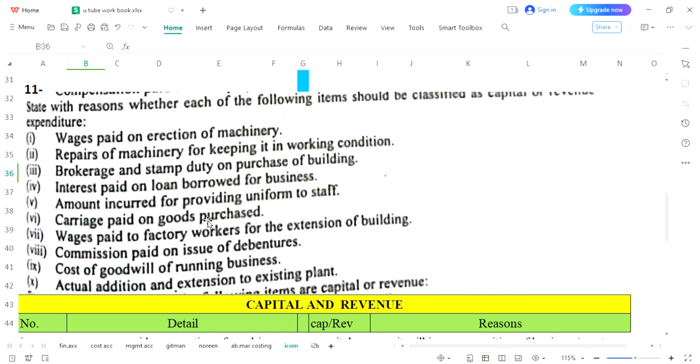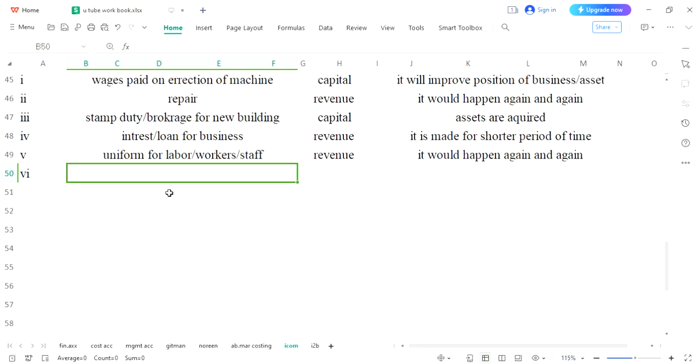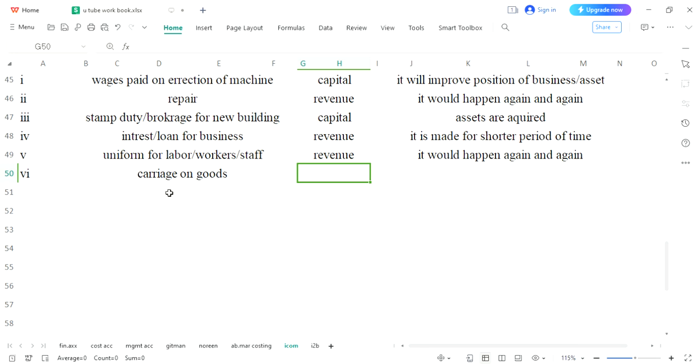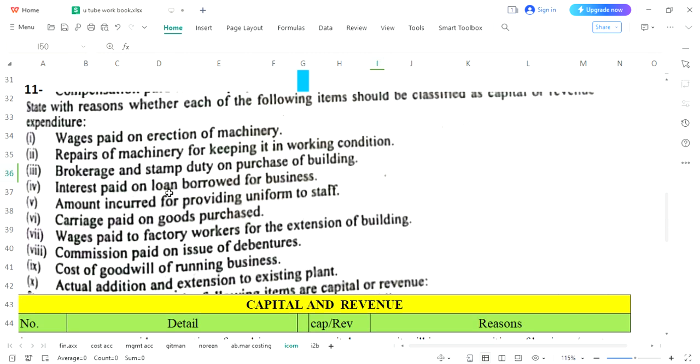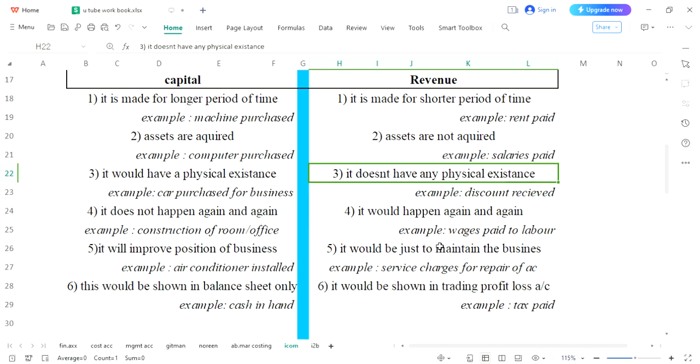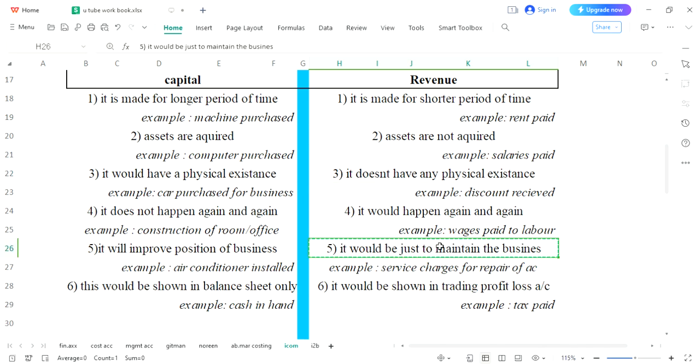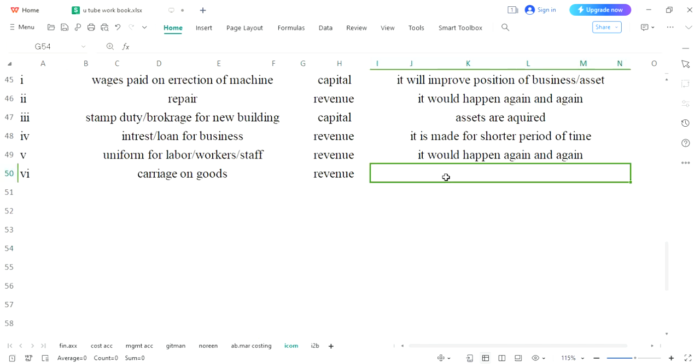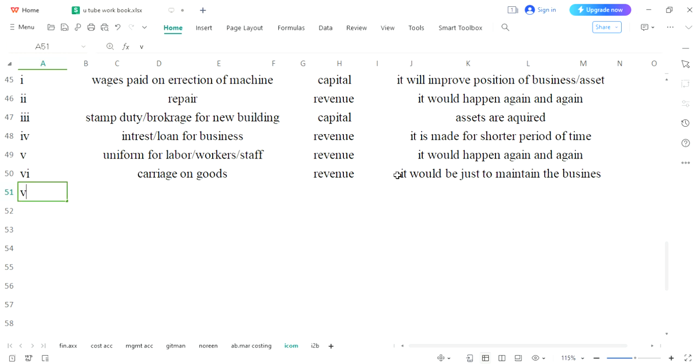Goods. This is the main factor, goods. So whatever you are doing, we are less attentive since it is carriage on goods, which is the main theme. Goods we buy daily, and sometimes several times in a day we can buy these business goods. So we are calling it revenue. It is just to maintain our business. Our business is to buy and sell goods, so obviously you are maintaining your business. So carriage on goods is revenue.